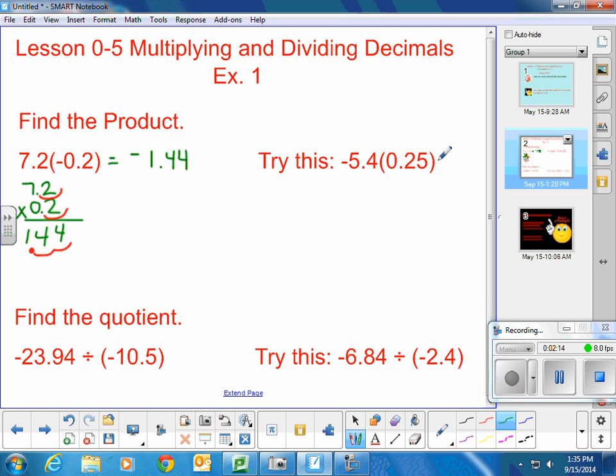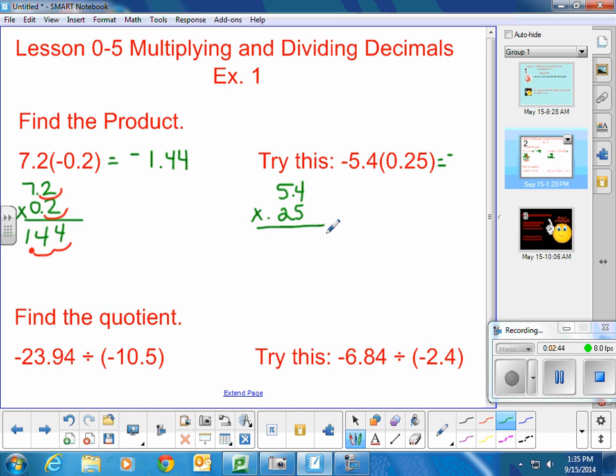Again, before I even start, I'm going to determine positive or negative for my answer. I have one of each, so it's going to be negative, because bad things happening to good people is bad. Now when I stack it up, I have 5 and 4 tenths times 25 hundredths. Again, you do not need to line up the decimal points. You just make sure that it's all the way over to the right like this.